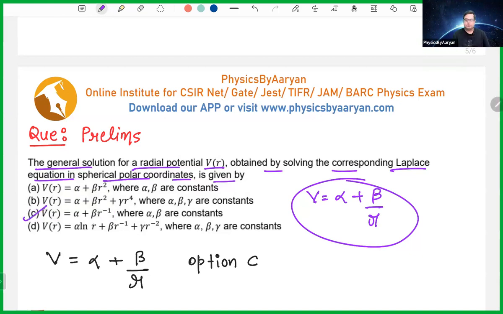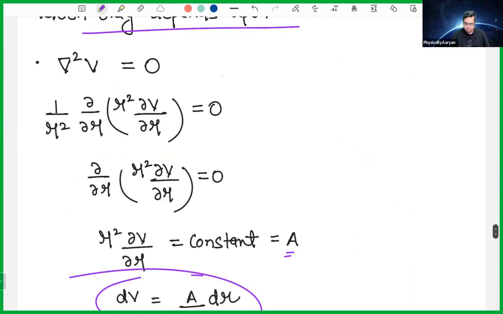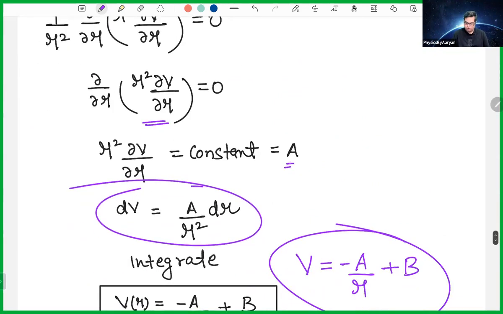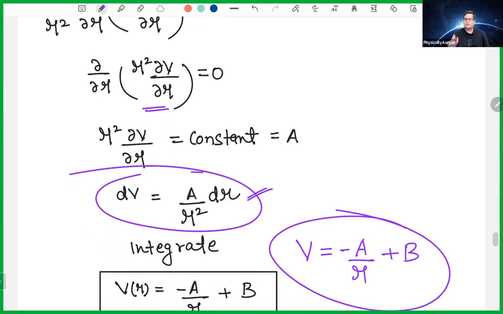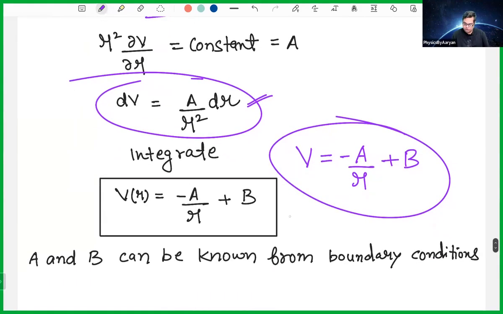They're not even asking you to solve anything, they are just asking you, okay, give me the answer for this. So we started with the Laplace equation. We make it equal to 0. We only took the R part. Then we say, okay, if this is 0, this thing should be constant. So we make it equal to a constant. We got the differential equation. We separated the variables, potential on one side, R on the other side. We did the integration. Once we do the integration, we got our general solution.